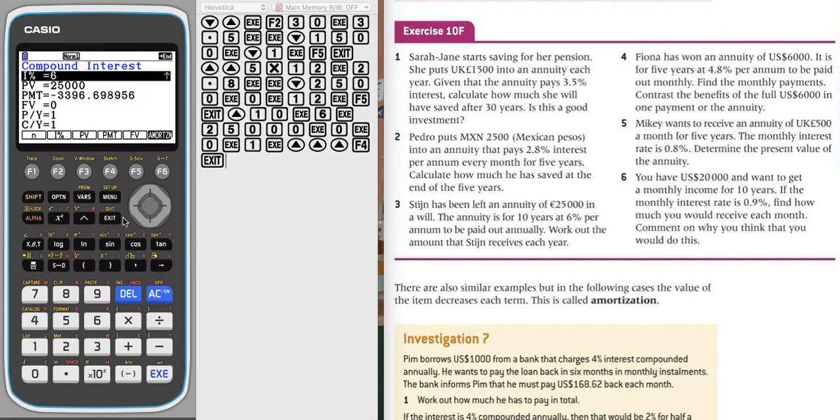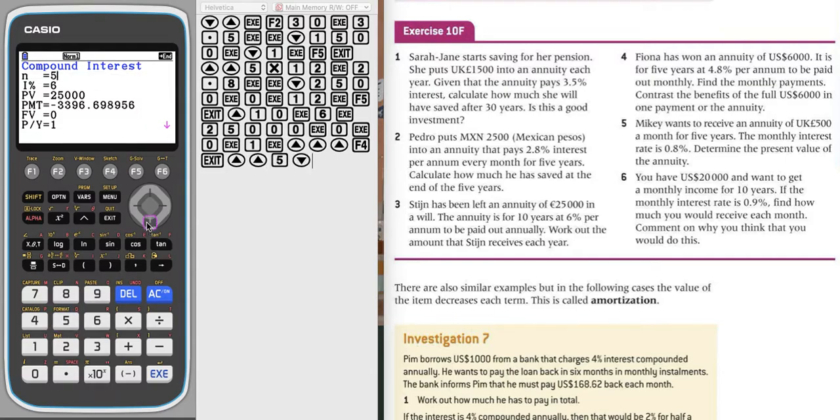Right, okay, so if I look at that one, Fiona has one annuity of 6,000. It is for 5 years. Find the monthly, so it's the same kind of problem as number 3, and contrast the benefits of the full 6,000 in one payment or the annuity. I'll let you figure out the actual thinking about what the benefits are. 5 years, it's per year, so just 5 payments.